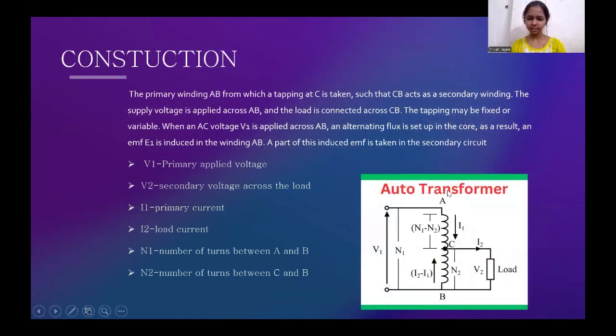Coming to the brief details of this auto transformer, here we can see that AB is the total primary winding as it is connected to the input voltage V1, and here the output voltage is V2, and the current flowing through the primary winding is I1, whereas the current flowing through the load is I2. N1 is the number of turns in the primary and N2 is the number of turns in the secondary.